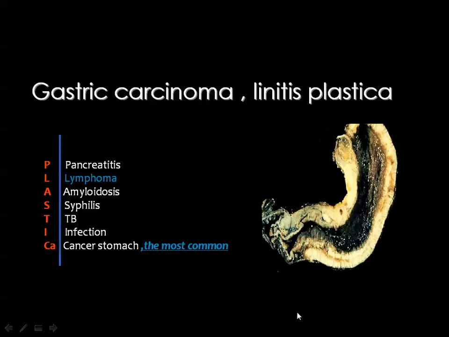One of the forms of gastric carcinoma is the diffusely infiltrating type, which is known as linitis plastica. And linitis plastica is commonly caused by gastric carcinoma, but there are other causes, and you can remember them by this abbreviation. Pancreatitis, lymphoma is one of the good possibilities, amyloidosis, syphilis, TB, other types of infection, and the most common is gastric carcinoma.